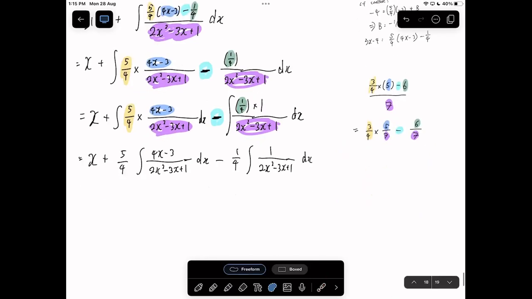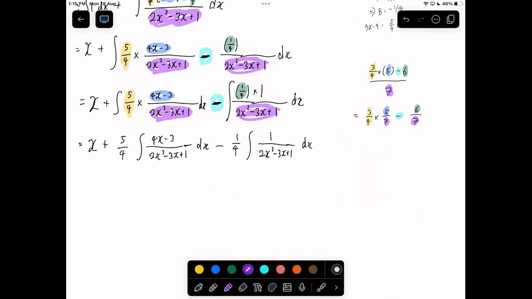Should I continue highlighting? No? Can you see? You sure? Okay, good.